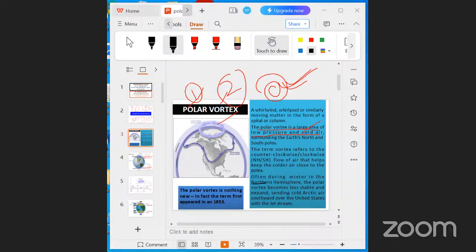So this oscillation leads to this, right? The polar vortex becomes less stable and expands. And further, if this expands, what will happen? This cold air will come to these land areas, right? And it will bring lots of chilly winters and negative temperatures. Okay.